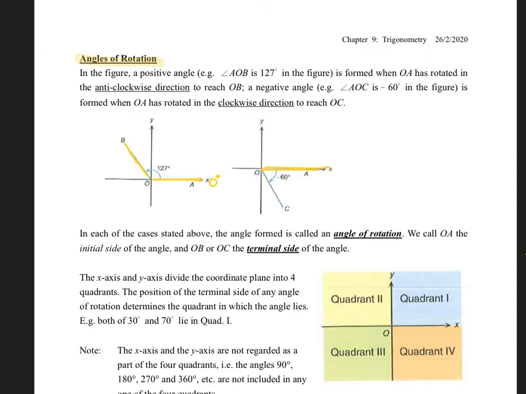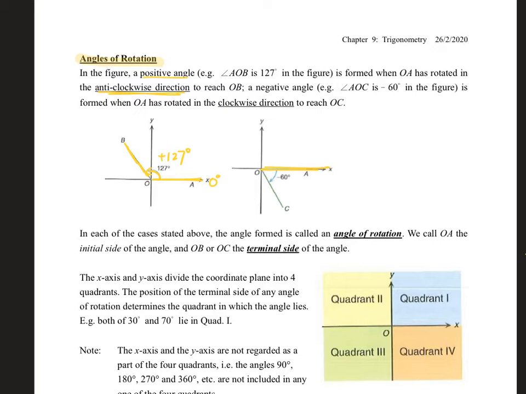For example, here, if this angle is measured in anti-clockwise direction, we have a positive angle. For example, this one is positive 127 degree. So let's repeat again. When you are talking about rotation, the first one is anti-clockwise direction. If it's anti-clockwise direction, the angle is measured as positive.